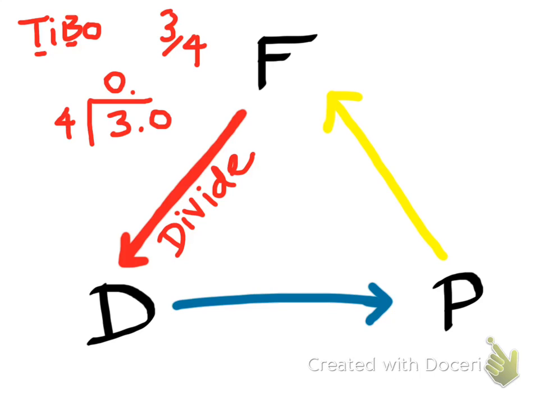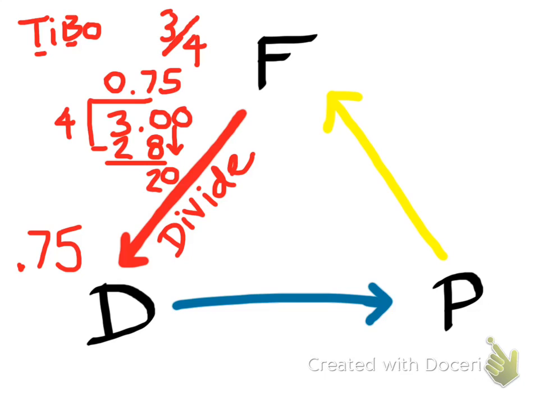4 goes into 30 7 times, gives me 28. I subtract, I'm ready to find out what's left over. I have a remainder of 2, but I'm not going to stop there. I'm going to go ahead and go to the second decimal. And since I'm running a little tight on space, 4 goes into 20 5 times, and hopefully we remember that 3/4 as a fraction is 75 hundredths as a decimal.